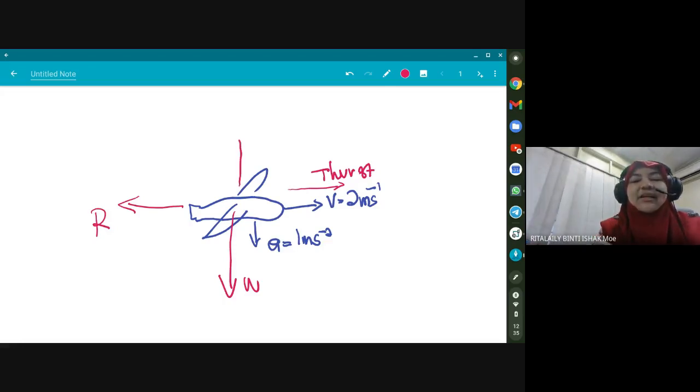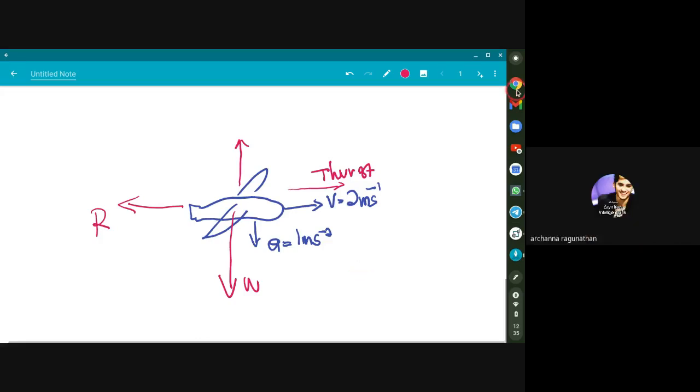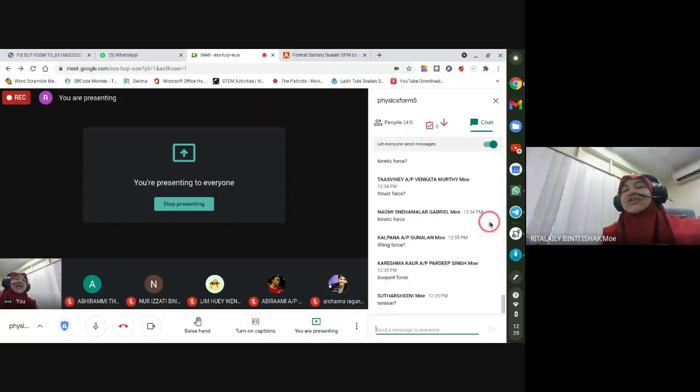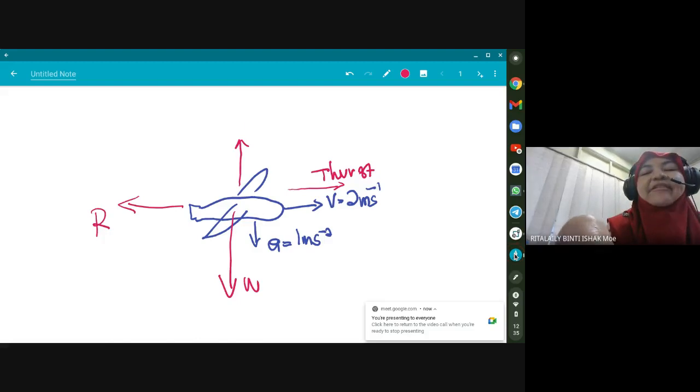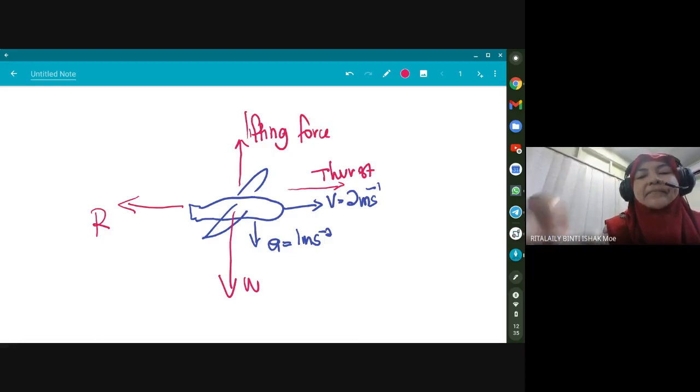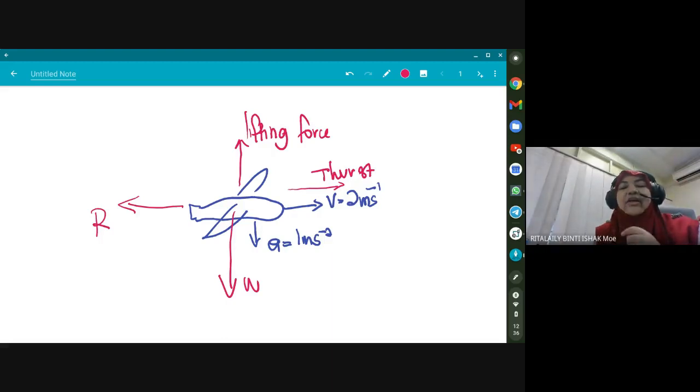The other one, going up. Nama dia apa? Dia bukan normal. Normal is only when the object is placed on a surface. Tapi sekarang tak ada surface. Lift. Yes? Lift. Okay. So the force is known as lifting force. Sebab tu bila flight nak naik, dia cakap nak lift off. So it is called a lifting force. Okay, so there are 4 forces acting on the aeroplane.